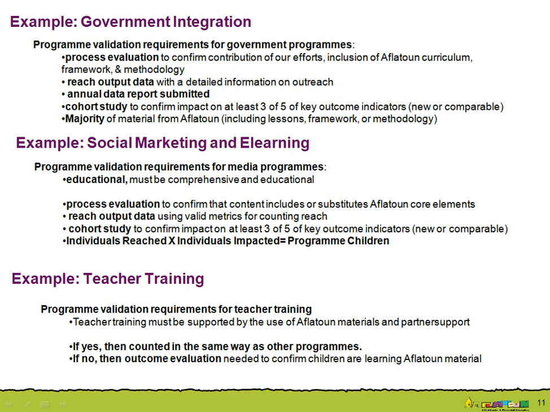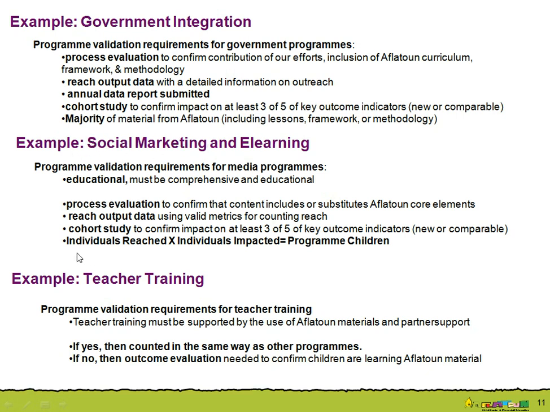Here you have some examples. I won't go through them in detail, but you can see we have three general categories. One is government integration. Governments will probably not take 100% of our content, so we need to be realistic about what they take, and we need to monitor how effective it is. Next, we have the example of social marketing and e-learning. E-learning, if it's on the computer, it's easy to collect data to see if it's effective. If it's social marketing, television and radio, for example, it's more difficult.